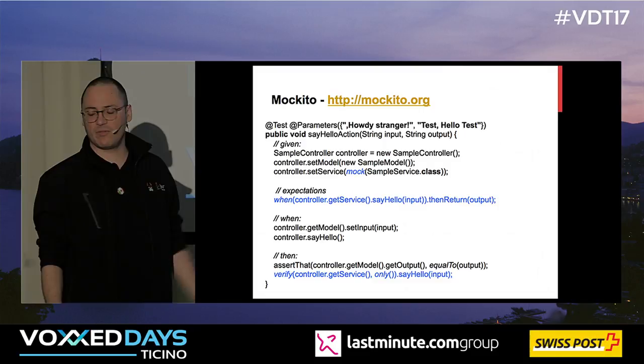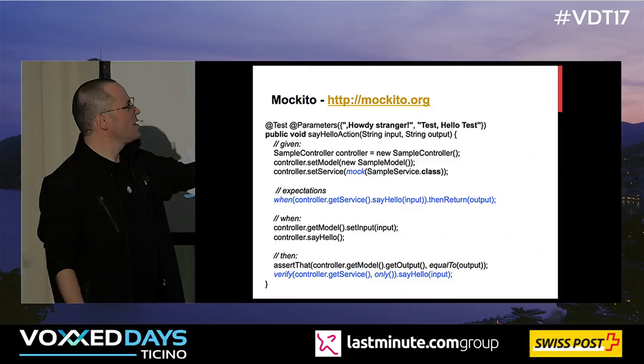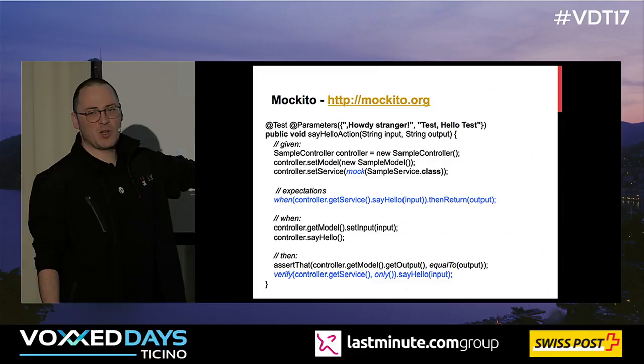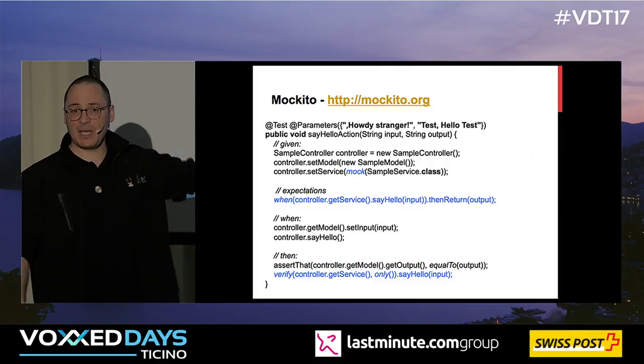Mockito is like a static DSL for defining expectations. So here with controller get service, this is the mock. We say we're going to mock that method with such arguments. And if that were to happen, we expect some result. We invoke the stimuli right there.